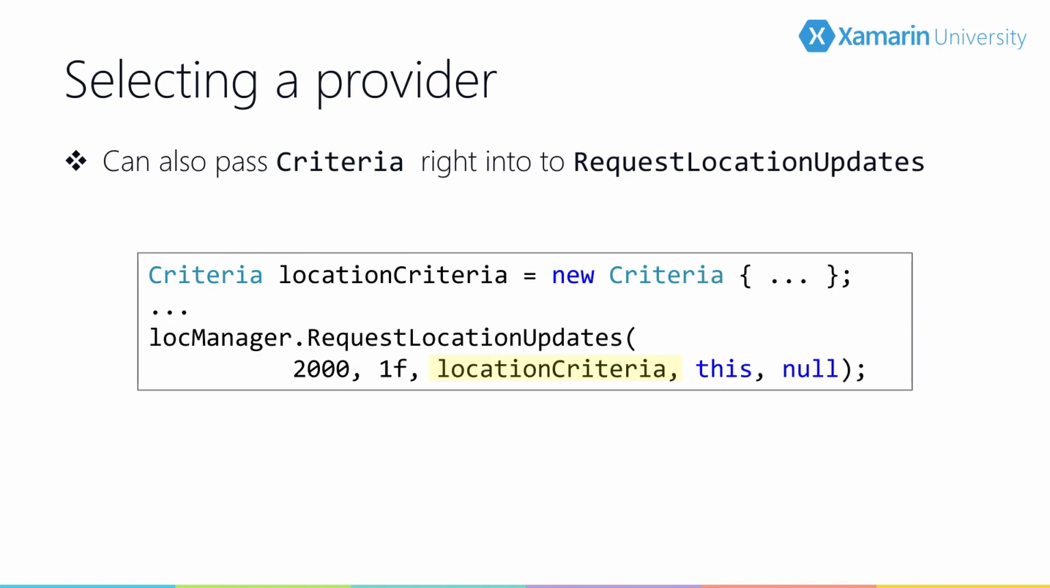Another way to do this is to pass your criteria right into the requestLocationUpdates method. This replaces the provider string and it selects the provider on your behalf. Remember that each location update passes you the provider that the location is coming from, and so you can tell which provider is generating the updates.